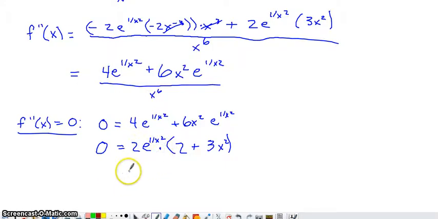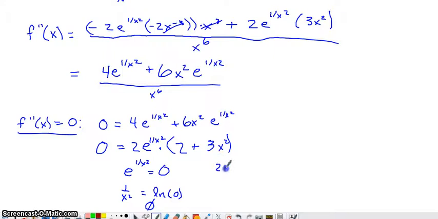Well, 2 is never 0. E to the 1 over x squared set equal to 0. I think we experienced this in the first derivative too. Natural log of each side is going to give you 1 over x squared equals natural log of 0. What's natural log of 0? It's undefined. You don't get a solution for that.